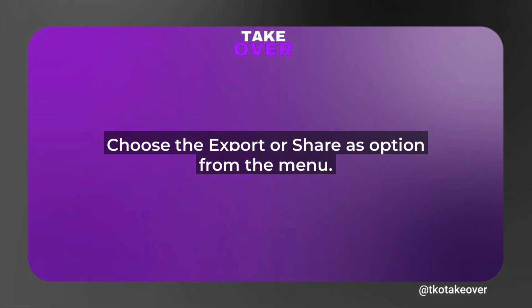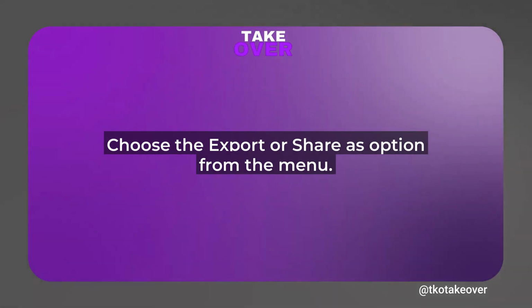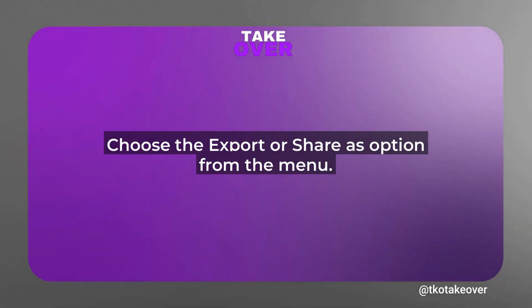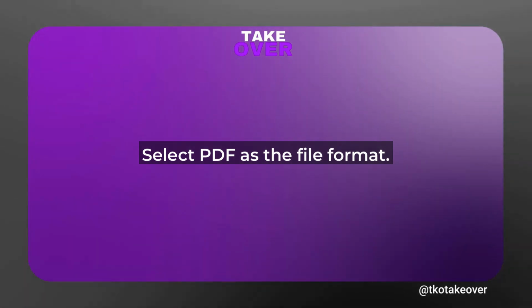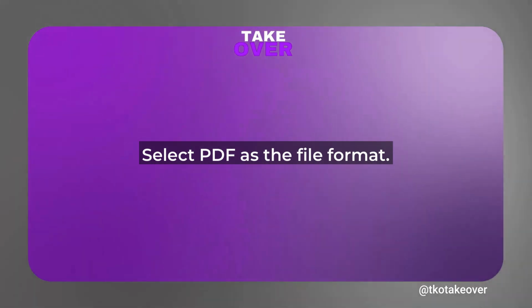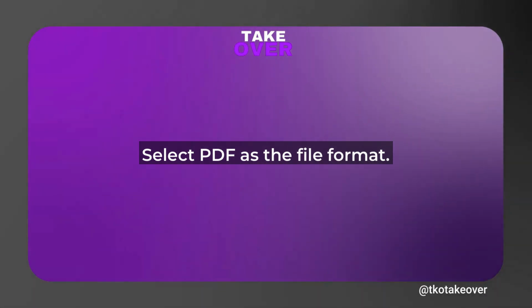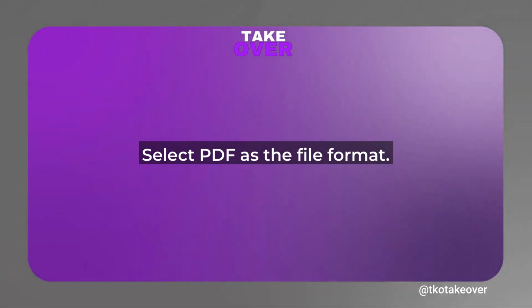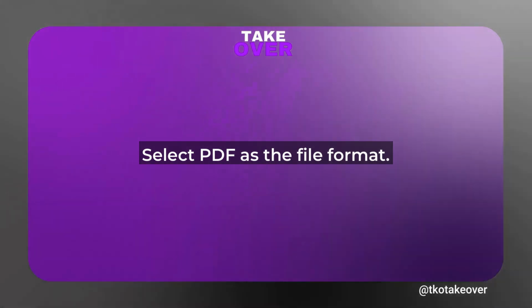In the Export menu, select PDF as your format. Keynote makes this straightforward, but if you want to customize, you can choose things like page range or layout settings. For example, if your presentation has animations, decide if you want them included in the PDF. Once you're happy with the options, tap Export or Save as PDF.